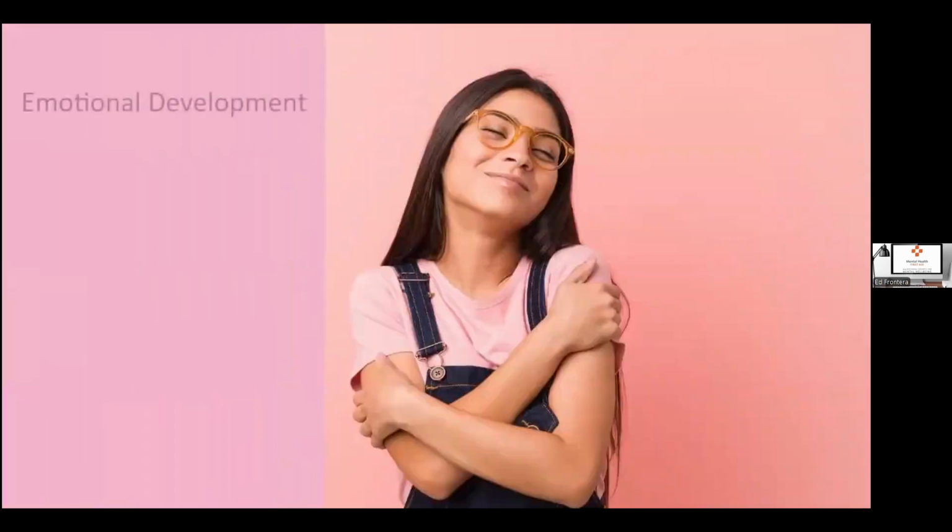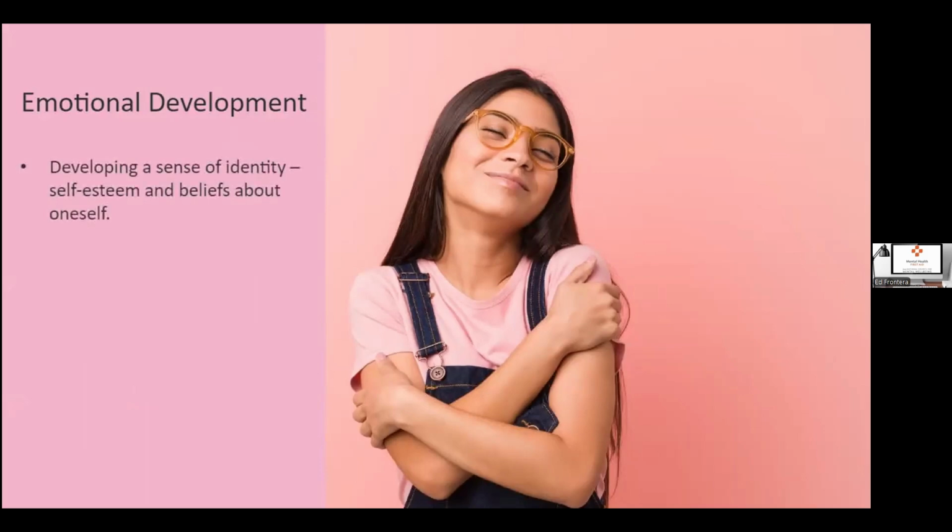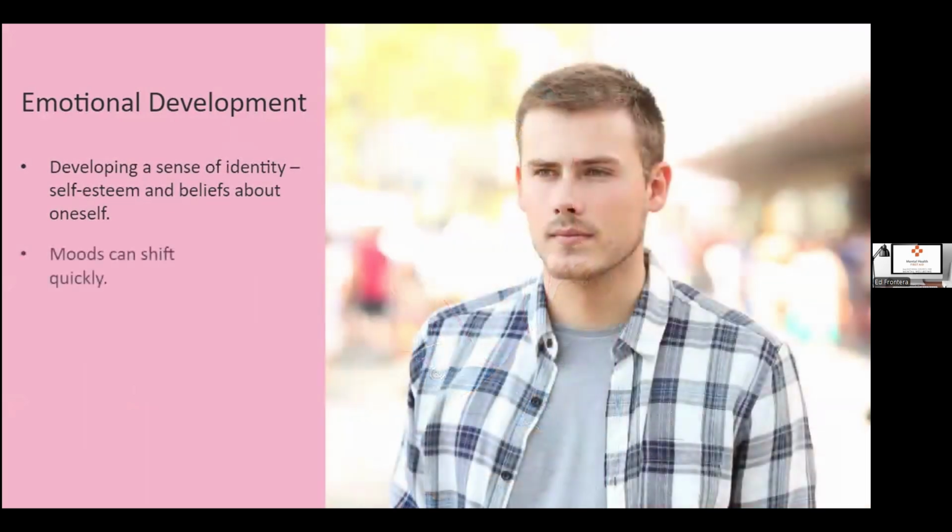Finally, let's review some key emotional changes that may occur during typical adolescence. Youth may begin to develop a sense of identity. An adolescent's beliefs about themselves and their self-esteem influence the adolescent's identity. Moods can shift quickly. Adolescents are developing executive function skills, including emotional regulation. Adolescents are more prone to expressing abrupt shifts in mood.